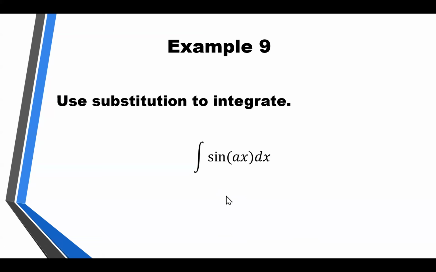Let's do another trig function integration using substitution. Let's do an integration of sine of ax, where a is just any real number in there. If you want to try it on your own, push pause and try it. Otherwise, I will do it in just a moment.